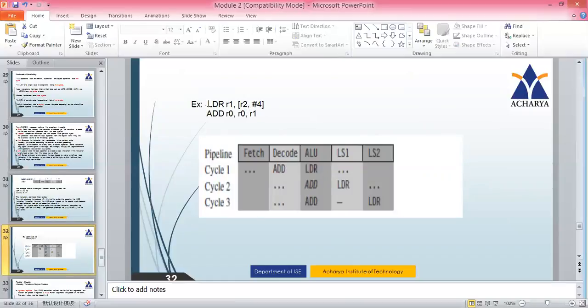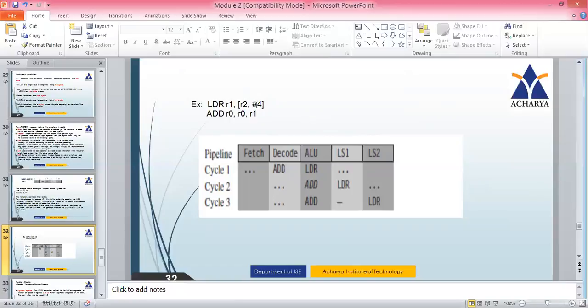Now the LDR instruction is being fetched, decoded, and now it is executing in the ALU. What's happening here is that when LDR is in the ALU, the ALU will understand that it requires R2. R2 is in the square brackets, so it has to be brought from the memory. So this LDR instruction is pushed to the LS1 stage. Now in this stage, what is happening? The R2 content has to be taken and added with 4, and we get an address.